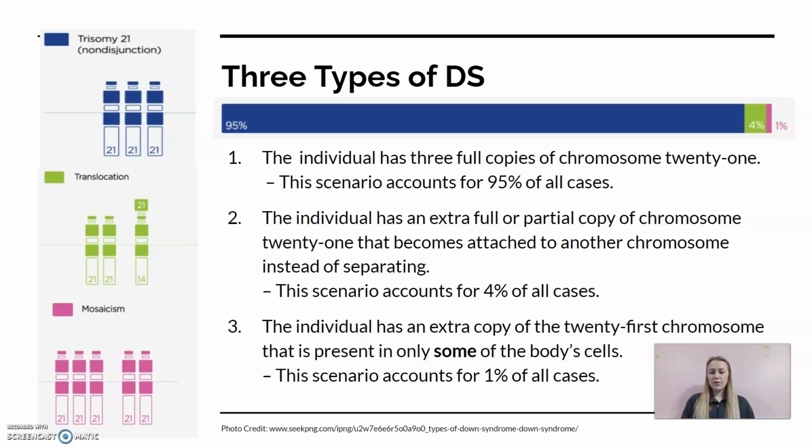The last scenario accounts for only 1% of all cases, and it occurs when the individual has an extra copy of the 21st chromosome that is only present in some of the body's cells. You can see in the image off to the side what happens during each of these scenarios.